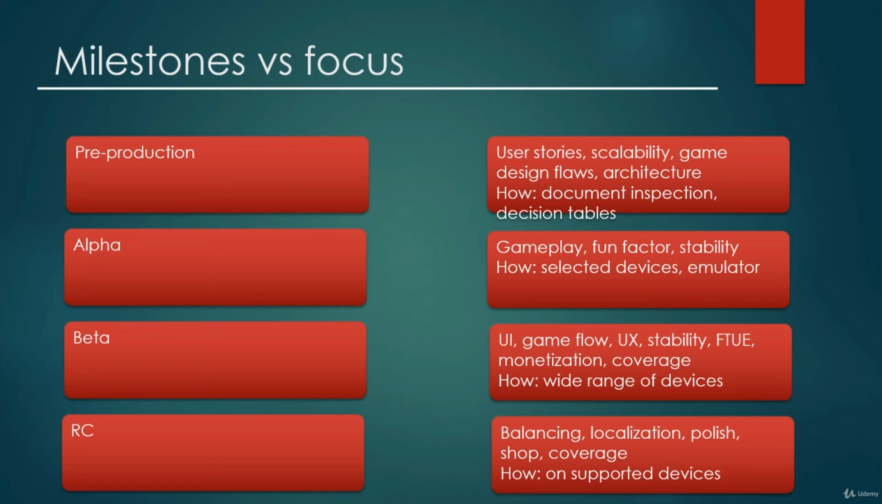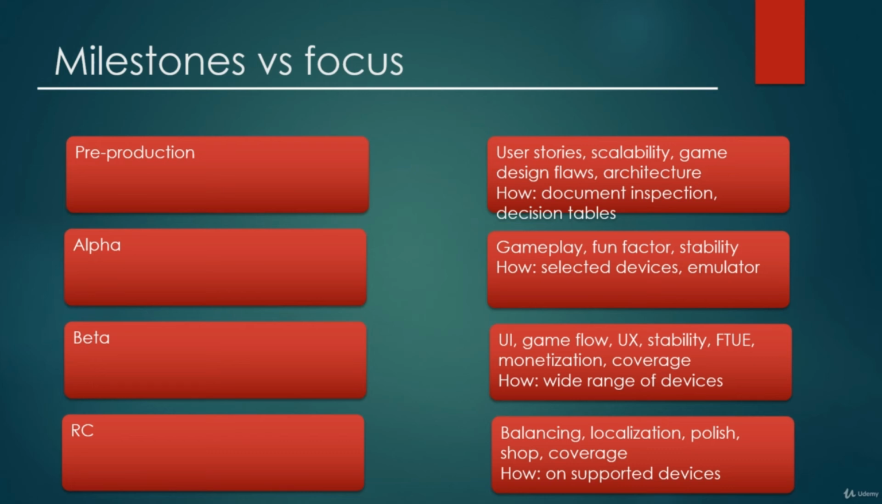You might get some working builds as well, but they would also generally be just focused on testing one or two things. They would not be ready to have overall testing or user acceptance testing or things like that. The next big milestone we have is alpha.